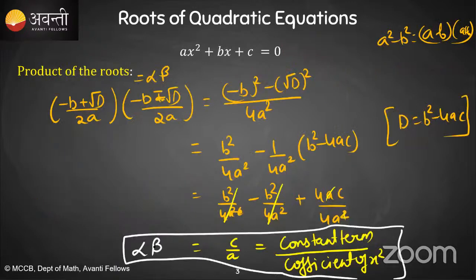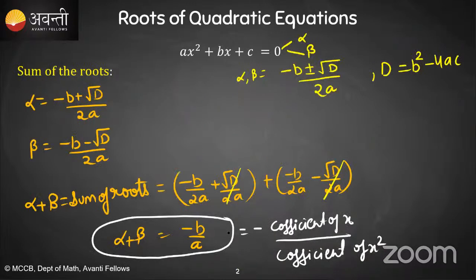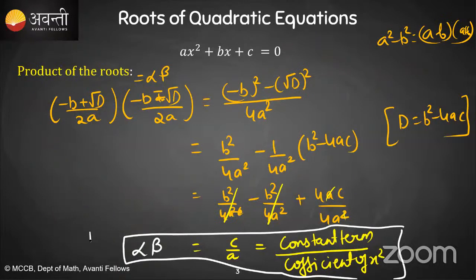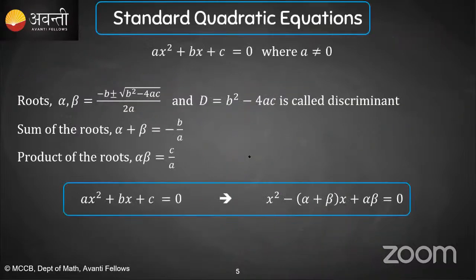And what is product of root? c by a. What is c by a? Constant term divided by coefficient of x square. Okay, constant term divided by coefficient of x square. So these are two very important things to remember. Please remember this. This is very important. So shall we proceed? Okay, so now next student.